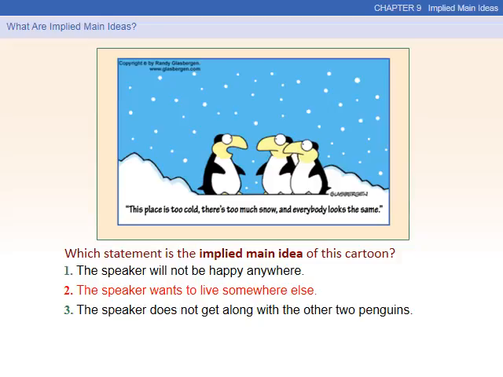The thing we have to be careful about with implied main ideas is that when we're choosing an implied main idea, it doesn't mean that number 1 and number 3 are not true. It's just that we don't have enough information from the picture and from the words to say that they are true.